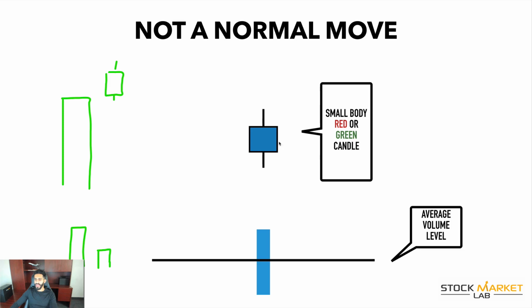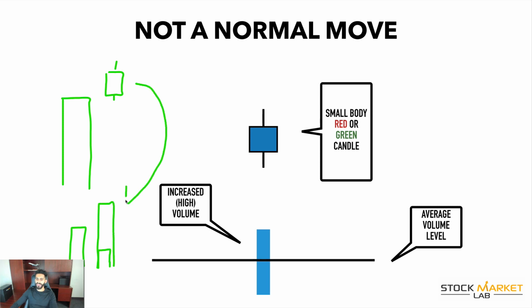Small body, red or green candle, the color of the body doesn't matter. And when there's a lot of volume, there's increased activity. There's a question where it's like, why is there a lot of increased activity here? I'll break this down more as we go over more advanced price action concepts, but that's where it's not a normal move. That's where it's like, whoa, what's going on?